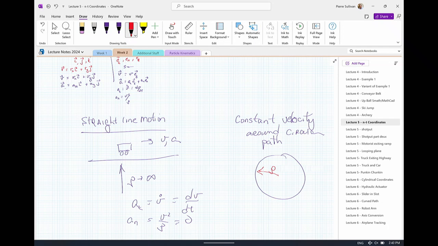So if I have a circular path, radius of rho, and I have a constant velocity, so v dot is equal to 0, the only acceleration, I do have an acceleration because it's changing direction.